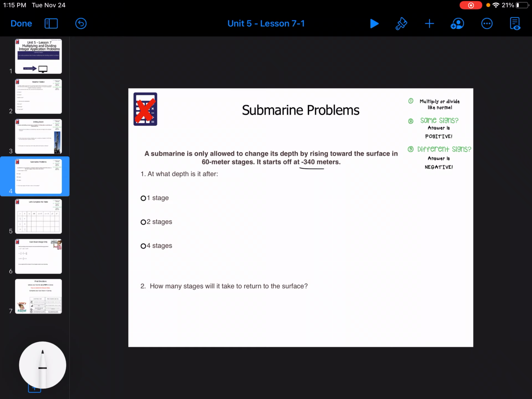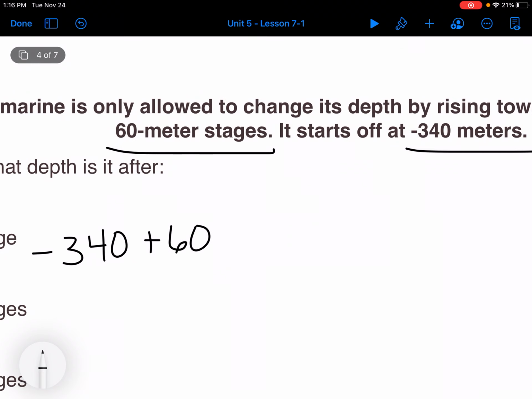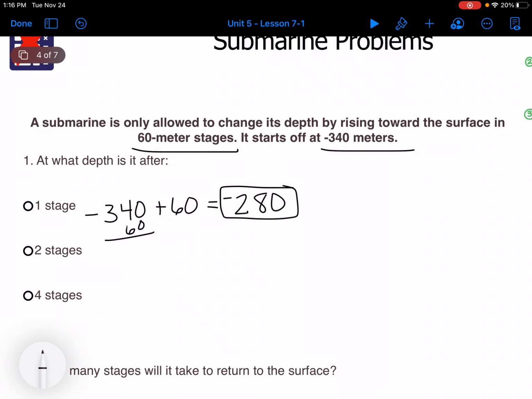So right now it's at negative 340, right? So I want to figure out what it's going to be at after the first stage. So I have negative 340 and I'm going to add 60. So I'm going to increase it by 60. So I know that when the signs are different, I'm going to subtract. So I end up with negative 280 meters, right?